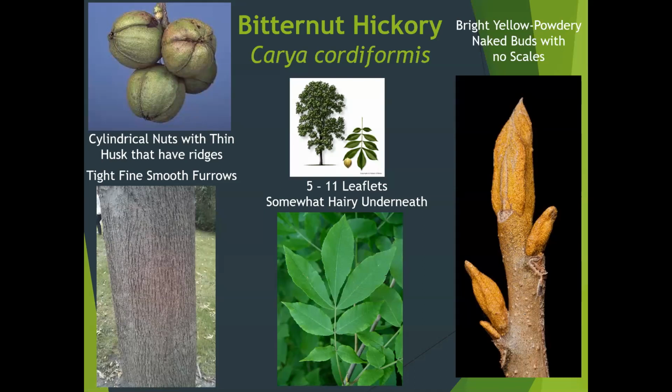And the bark is much, much different than the shagbark hickory. This is tight, fine, smooth furrows. You can walk up and run your hand down. It's not that rough. And you can see how tightly those grooves are together. Another thing is these have 5 to 11 leaflets rather than 5 to 7. So there's many more leaflets on these leaves. And they're somewhat hairy underneath, but they're still toothed just like the other hickories.